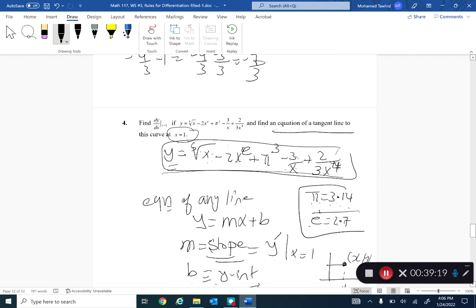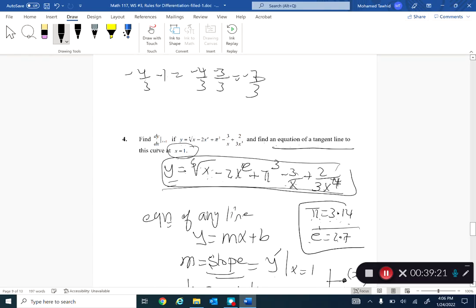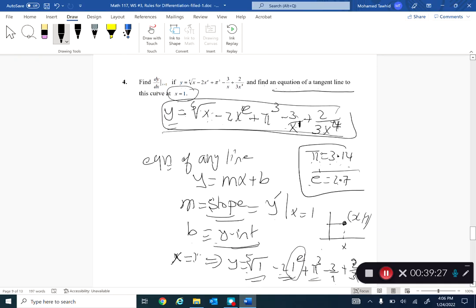Look what you have here. The negative 3 over x. Negative 3 over x. I can take, what do you have? x to the power 1. I can take it up. It will be x to the power negative 1.